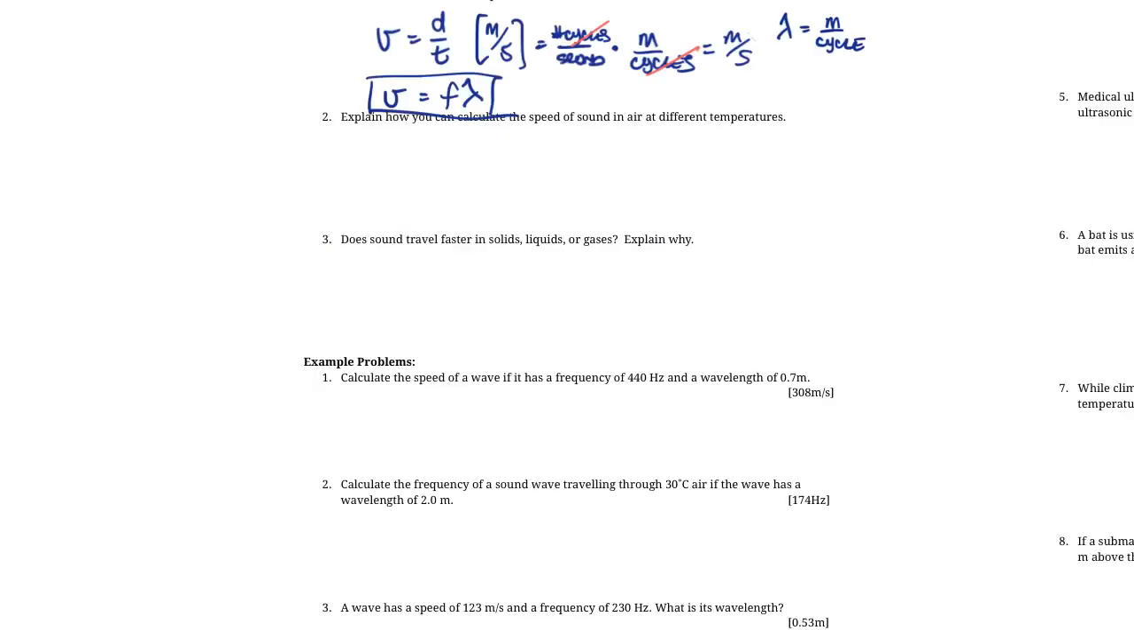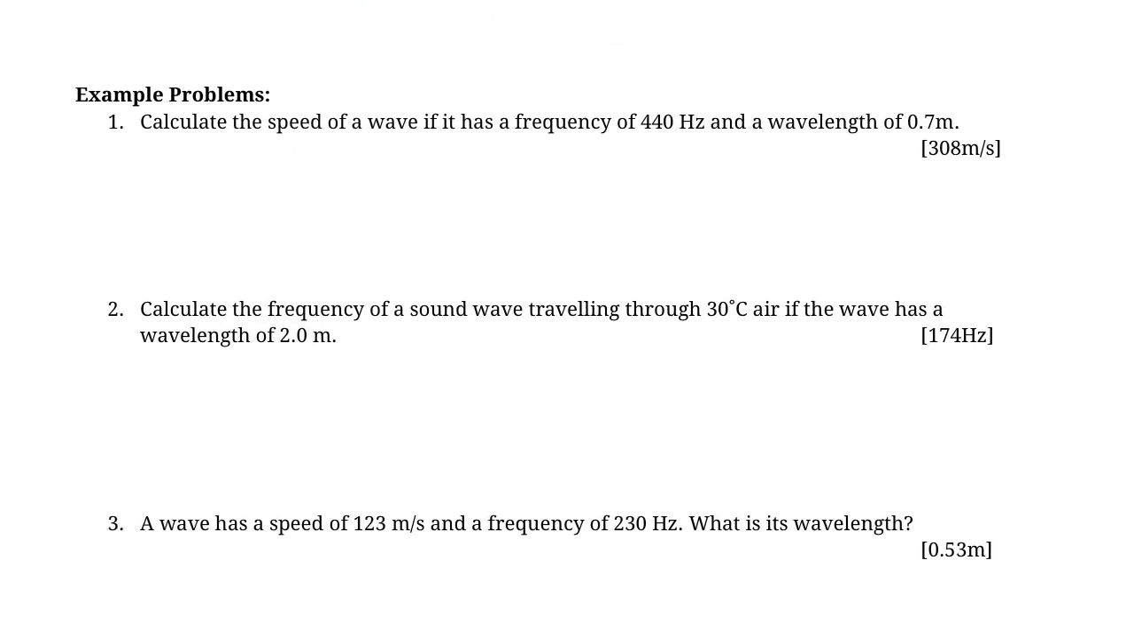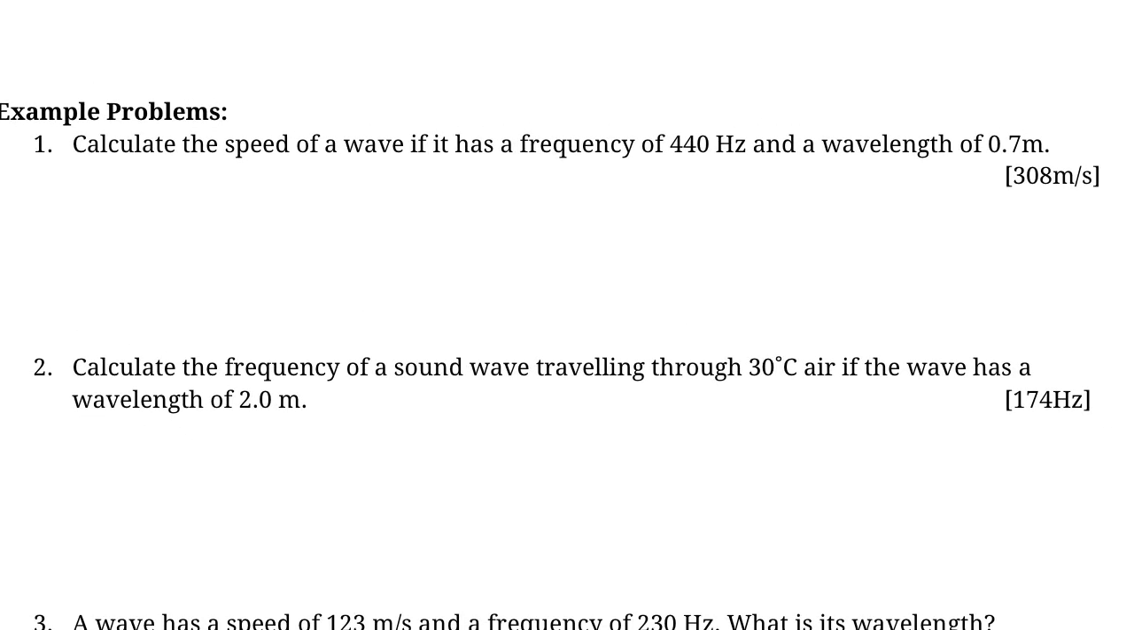So we're going to skip down here to problem 1 and see if we can figure out the speed of the wave. Calculate the speed of a wave. It has a frequency of 440 hertz and has a wavelength of 0.7 meters. 440 hertz is actually middle A in music. That's our baseline frequency that we use to establish all the other notes.